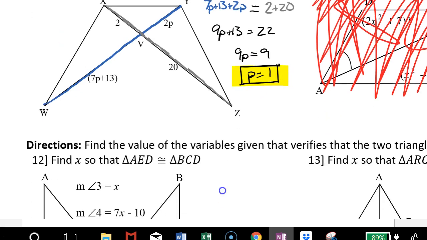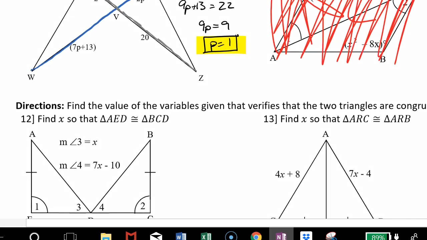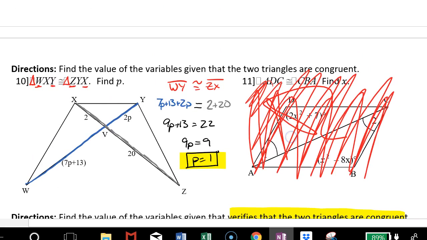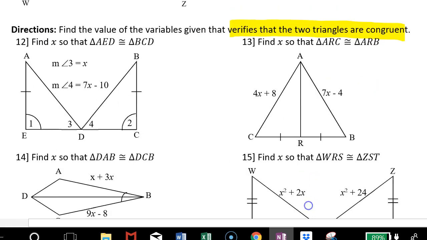Next question. Several sets of questions actually say, find the value of the variables that would verify the two triangles are congruent. So here I'm telling you they are congruent, so we set up CPCTC, congruent parts of congruent triangles are congruent. Here we're going in the reverse. We're going to set up a congruent part of a congruent triangle that we hope will actually be congruent. We should get an equivalent statement and find the value of x.